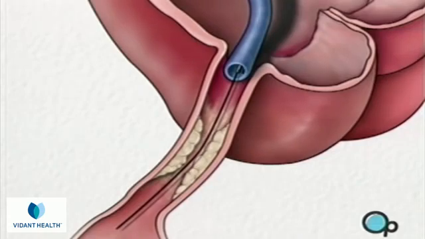This wire acts as a guide for the balloon catheter. It allows your doctor to position the deflated balloon precisely in the middle of the narrowest part of the coronary artery.